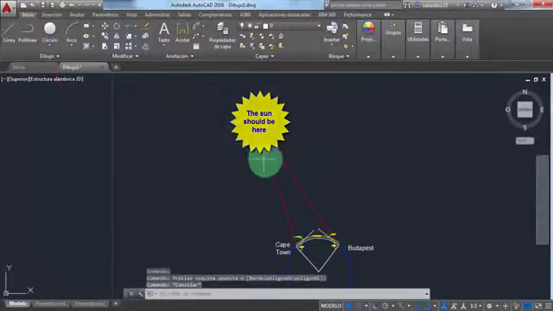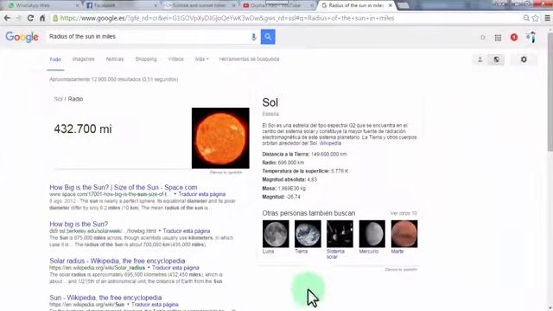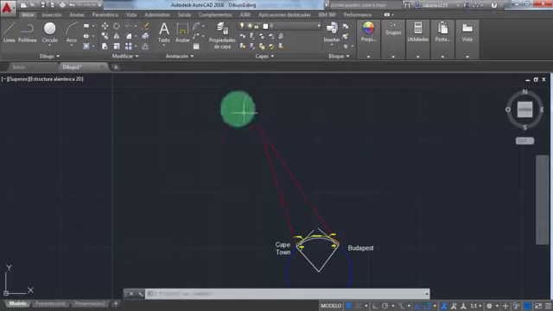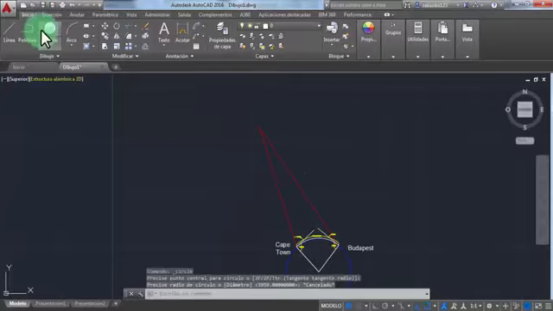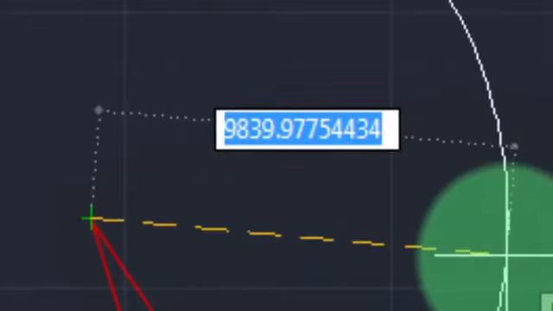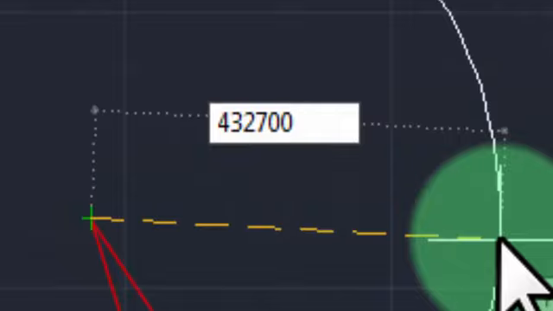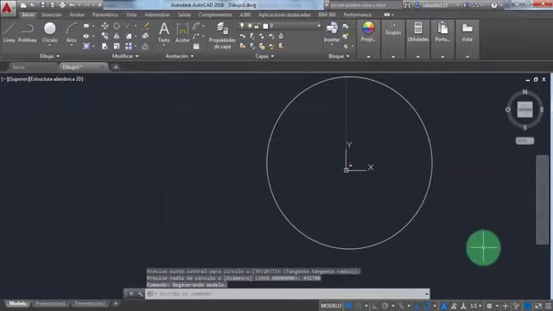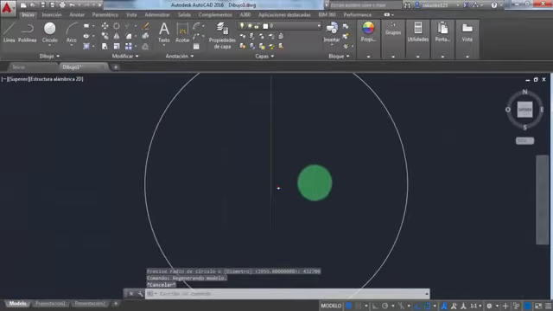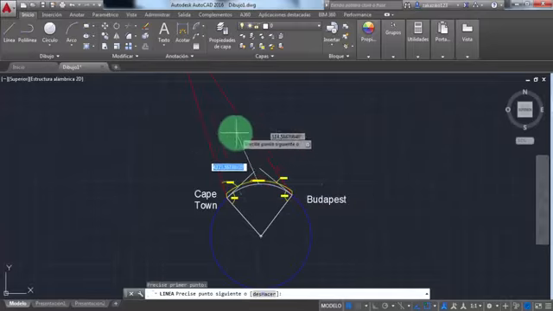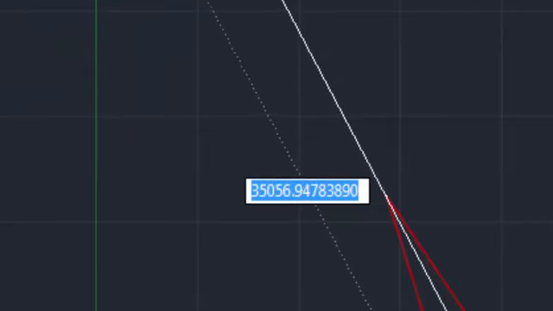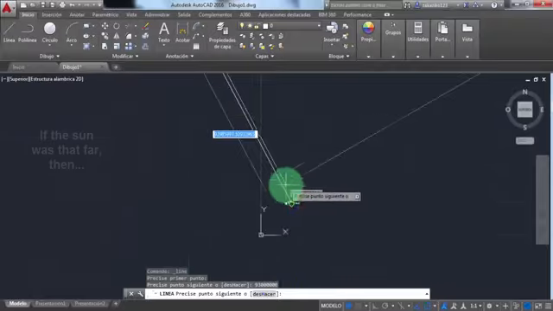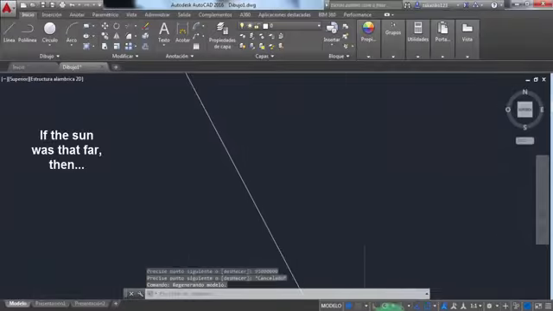Before I measure the distance, I'd like to draw the sun too. So here is the radius of the sun, 700,000 miles. Wow, that is huge. But it doesn't matter. I'm going to draw a 93 million miles line just to see the difference. Wow.